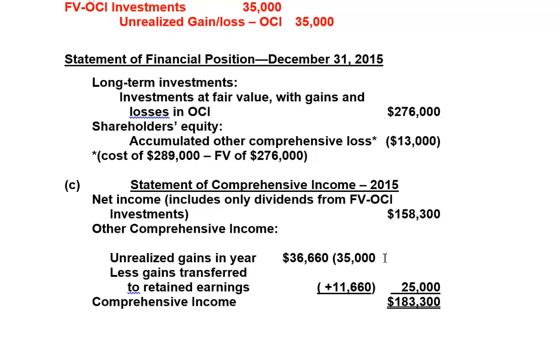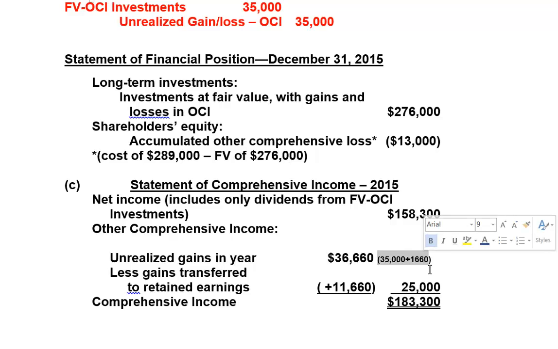So I'll just do that calculation for you here, plus 1,660, right? Just in case you want to see that. I'm going to try and make this a little bit smaller so it doesn't fall off the page, so it all lines up a little better. There you go. So now you can see how I got that. So I'm only looking at what we've booked in 2015. But now, regardless of when I've booked the unrealized gains or losses that I'm transferring to retained earnings, it doesn't matter when I booked them.